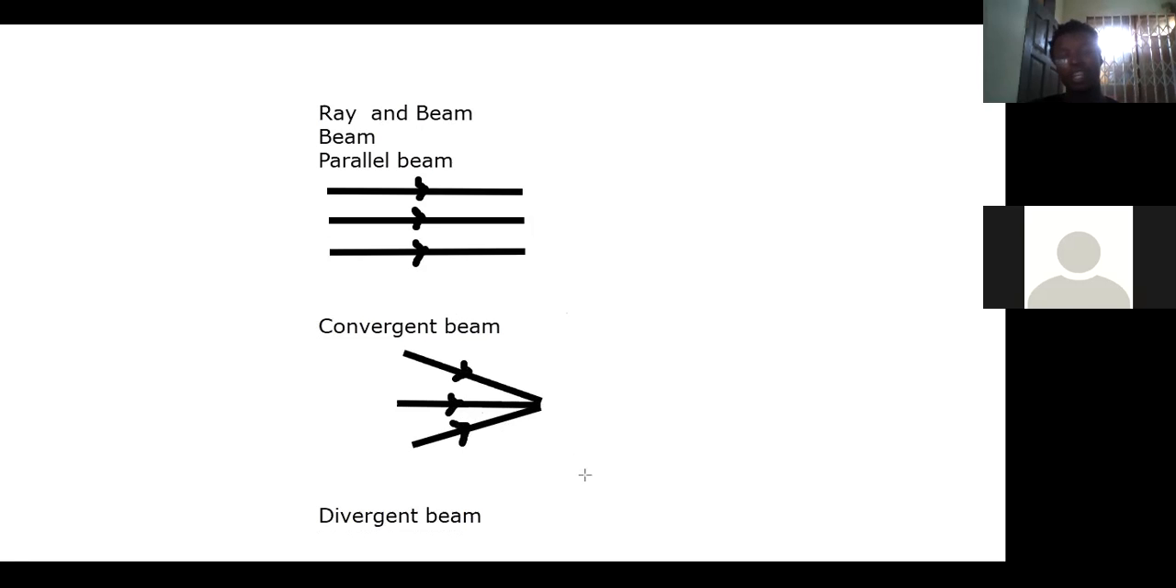Now when we say divergent, they diverge or they move from a point. So divergent, they move from a point. They move from a point, so they diverge. So we have the divergence beam, we have the convergence beam, and we have the parallel beam. So these are the things we have.